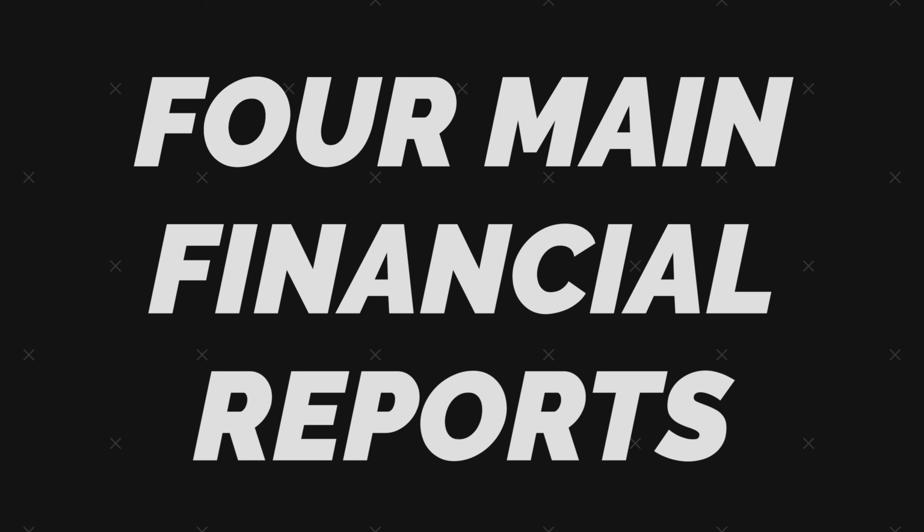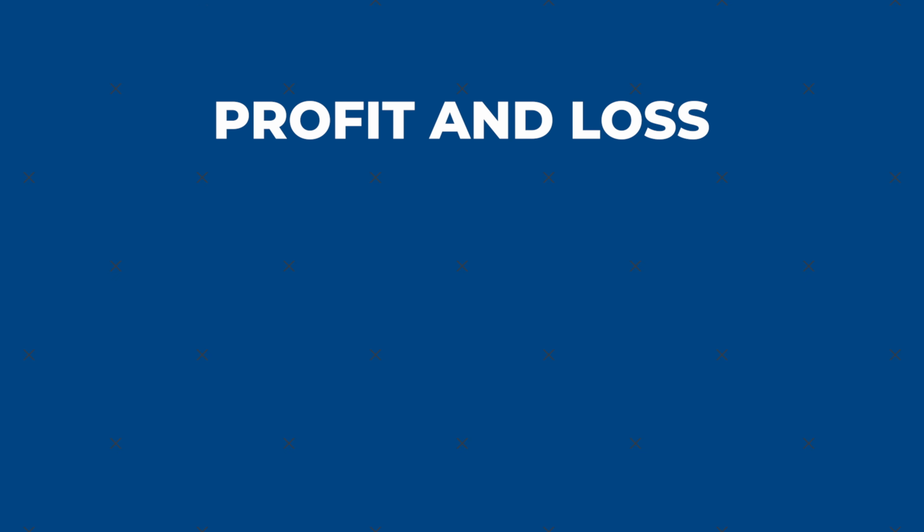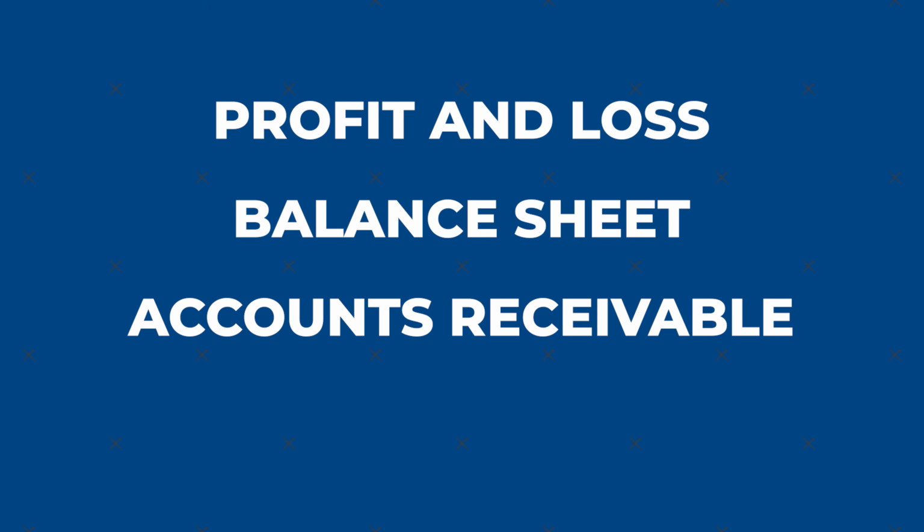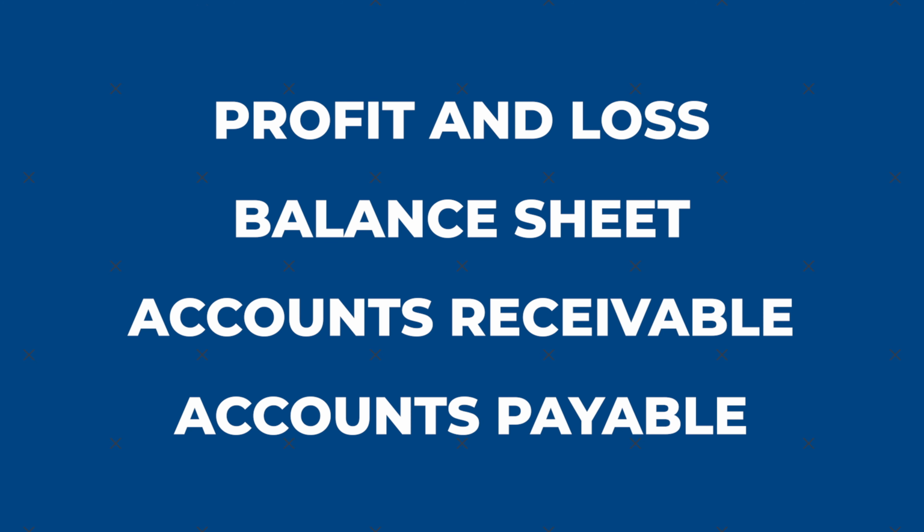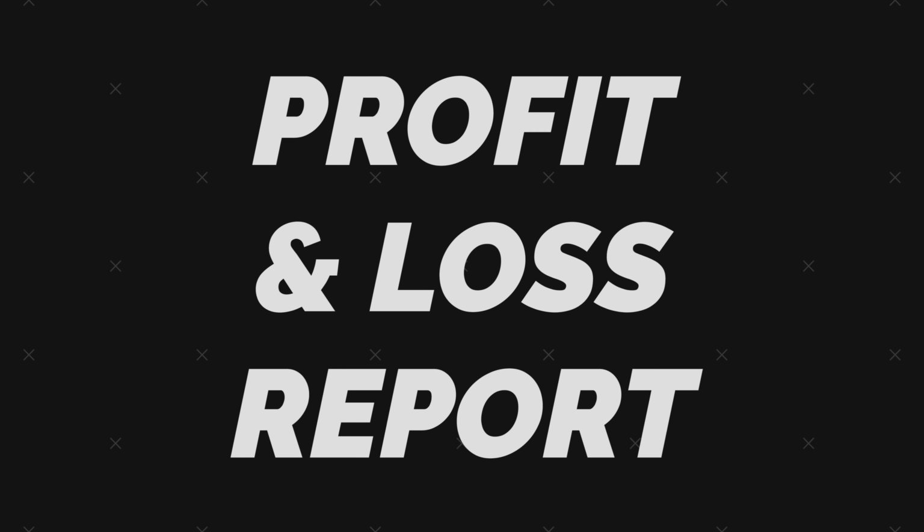There are 4 main financial reports that you should be reviewing regularly. It's the profit and loss, the balance sheet, accounts receivable, and accounts payable reports. These reports are found in your accounting software, not necessarily your project management software. I'm going to give you a quick rundown on each one. Let's start with the profit and loss report.